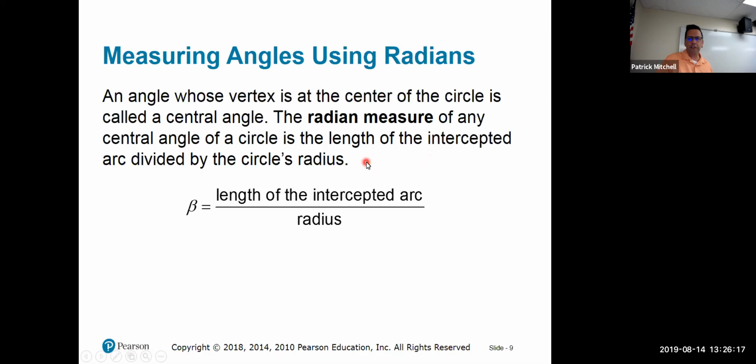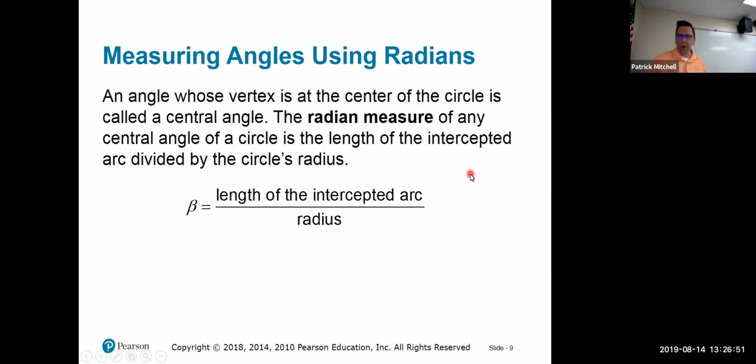So imagine you have a circle and you have an angle that's cutting out part of that circle. The definition of the radian measure of that angle is you take the length of the intercepted arc, okay, so imagine walking along the outside of the circle, and then divide by the radius of the circle. And that gives you the radian measure of the angle. Radians are an alternative to degrees, and it turns out they work better in calculus.